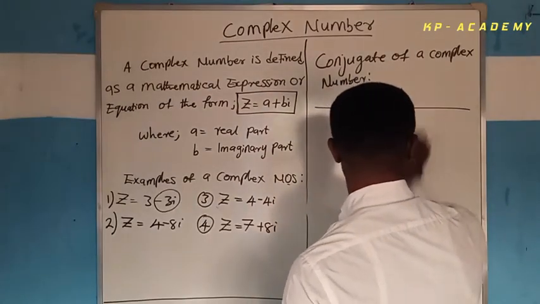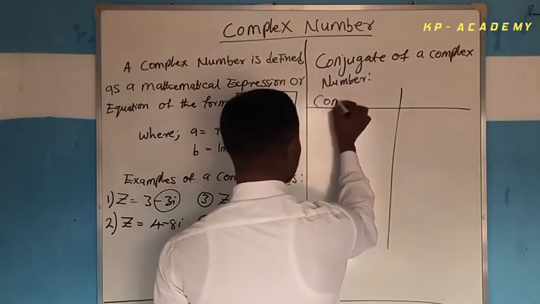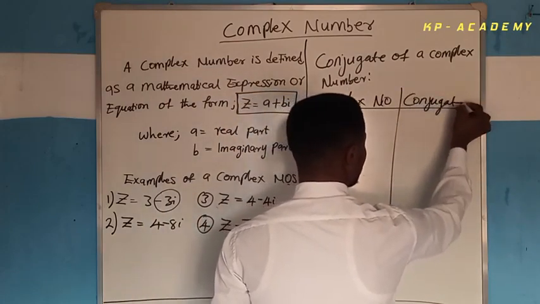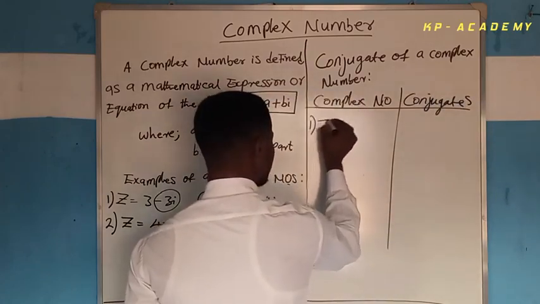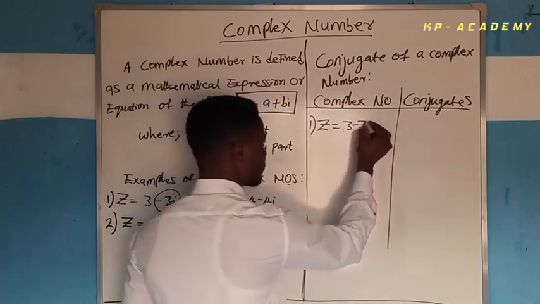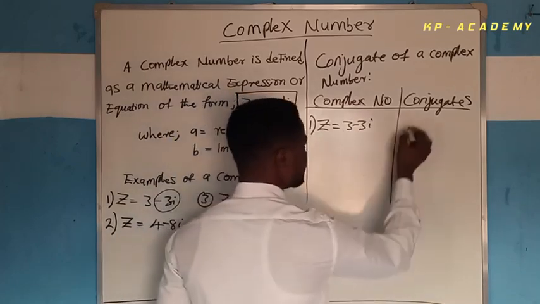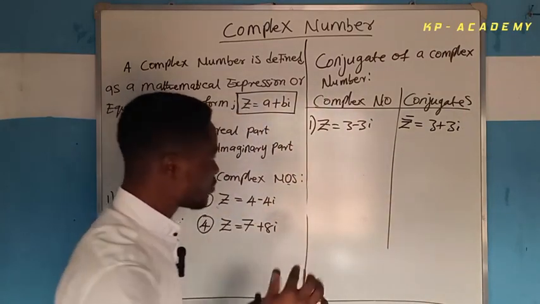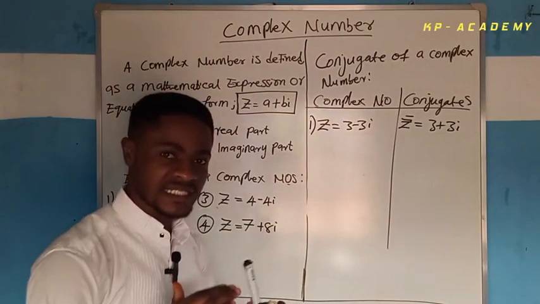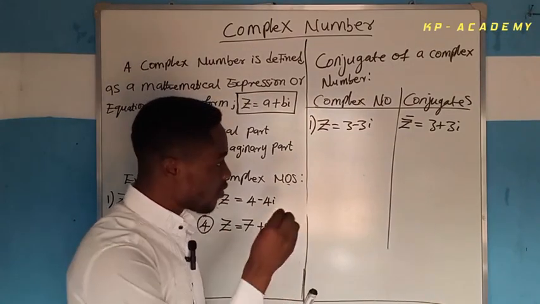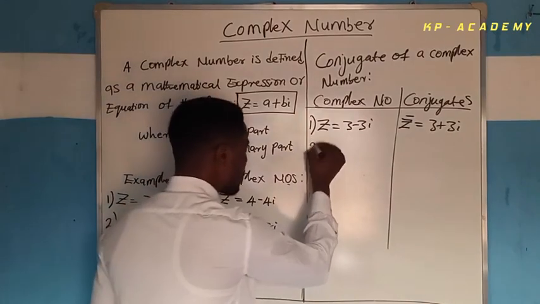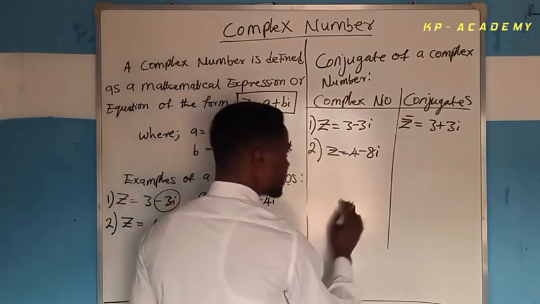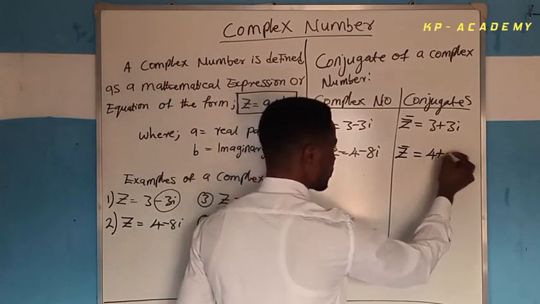Let me make a table: complex number and their conjugates. The first one, z equal to 3 minus 3i, is the complex number. So its conjugate, z bar, will be equal to 3 plus 3i. Notice one thing again: whenever you write z and put a bar on top of it, that symbol is used to show that this is a conjugate of a particular complex number. The second one, z is equal to 4 minus 8i. Its conjugate, z bar, will be equal to 4 plus 8i.